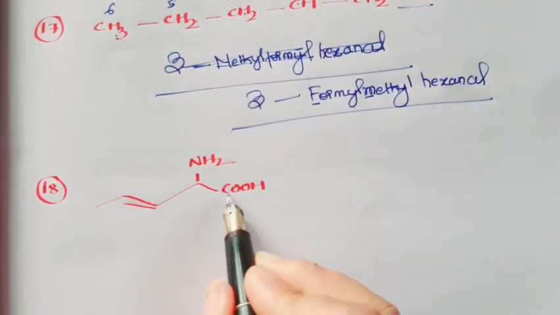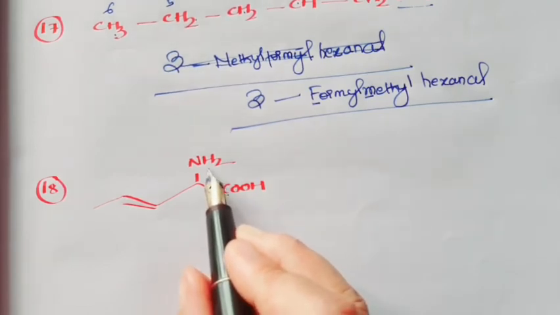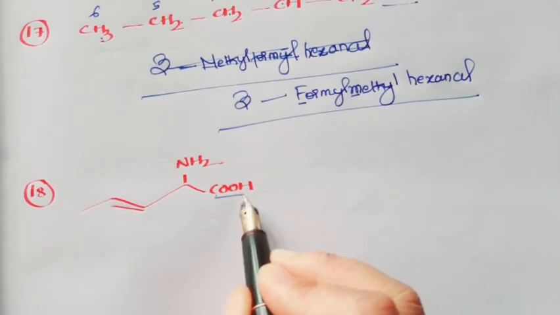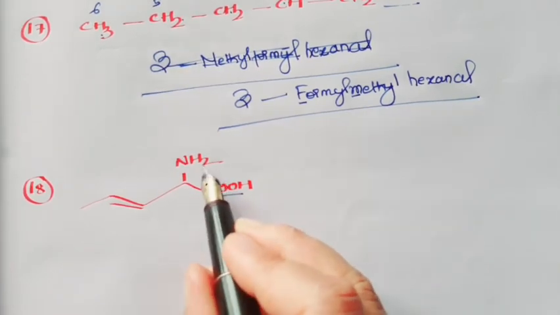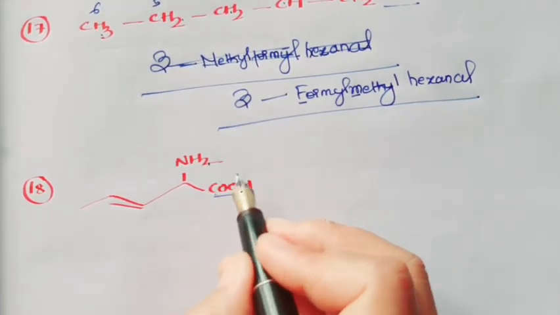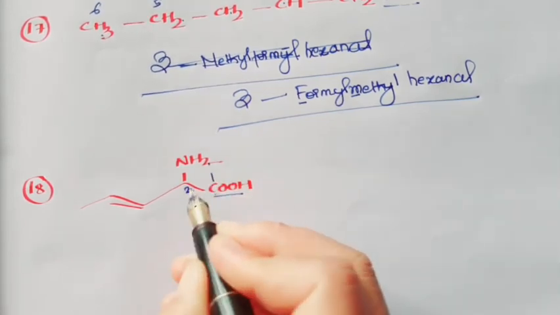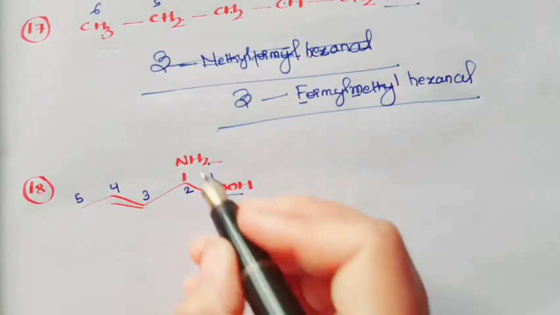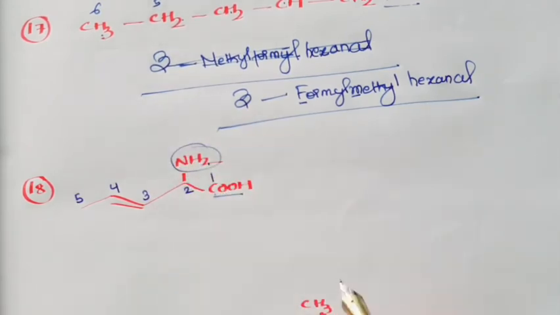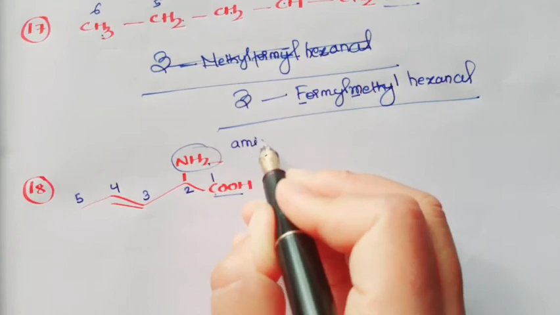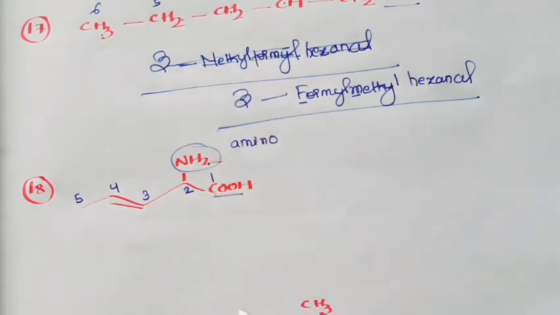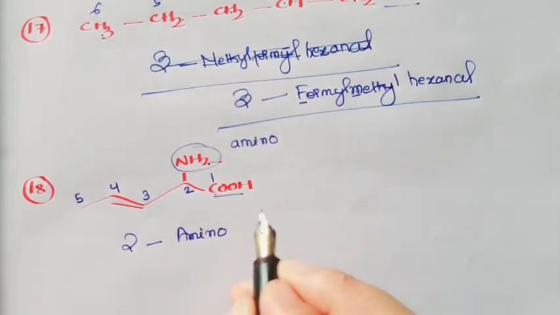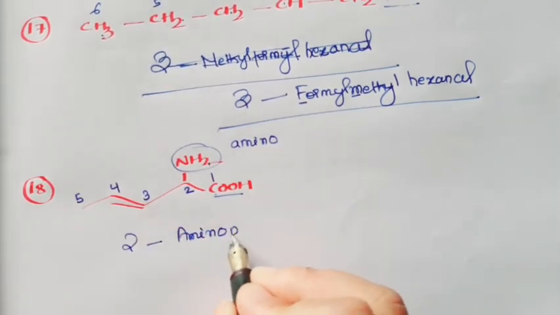So again, the COOH group is there, and NH2 is there. The COOH means this is your carboxylic acid, and carboxylic acid will get preference over this amine, right? So 1, 2, 3, 4, 5. This is how we are going to number. Now NH2 as a substituent will be named as amino. And where is its position? It is at 2. So 2-amino, the substituent's name, then 5 in a chain, word root pent.